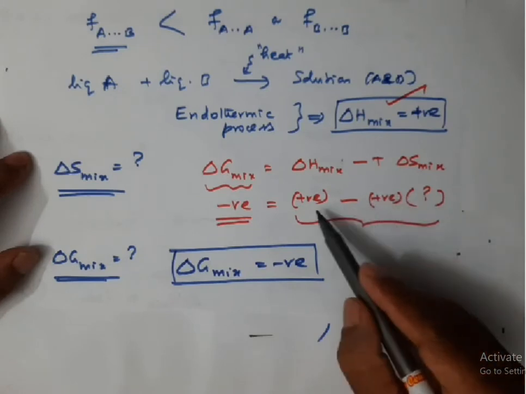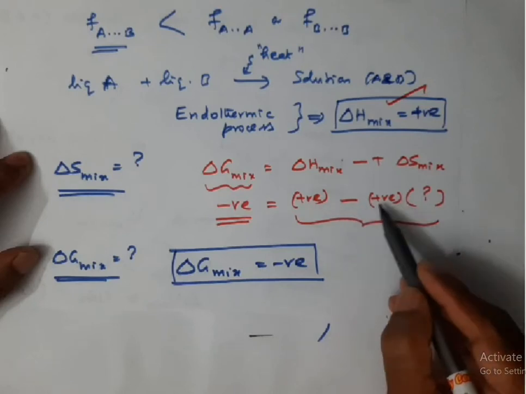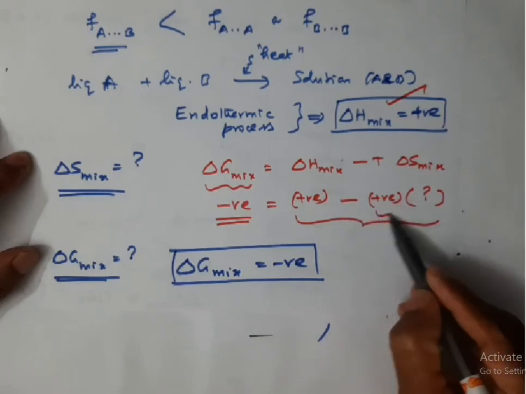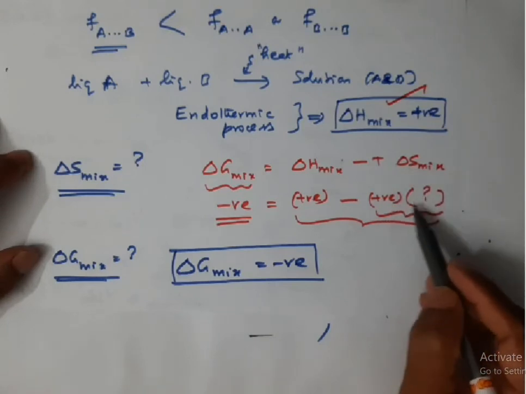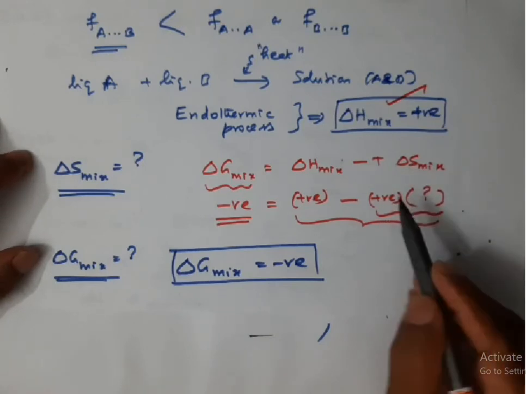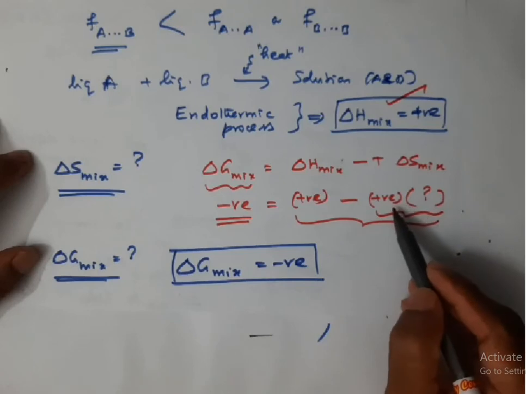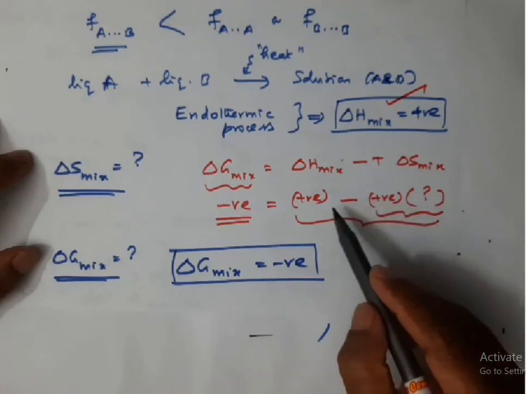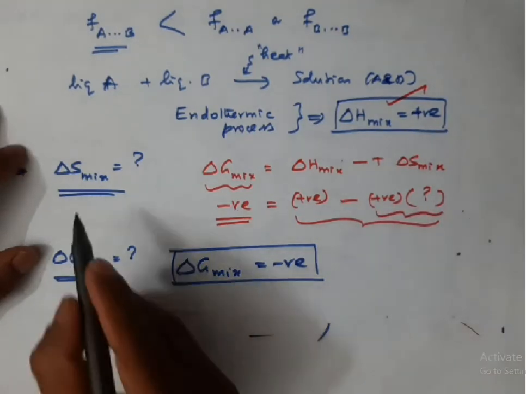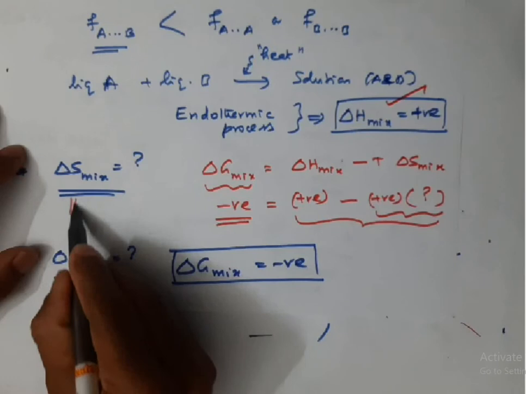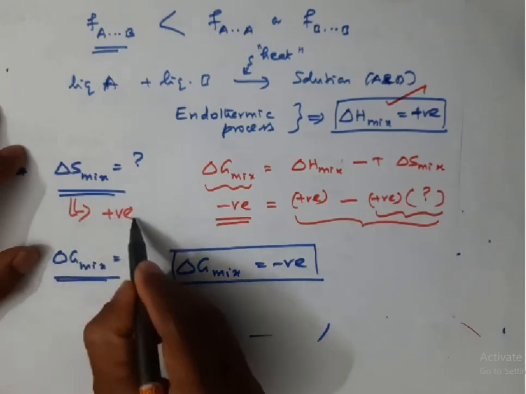So negative minus positive, assume that this value is larger, because you are multiplying these two. So this value will be generally quite larger in this case. Since it is larger compared to this value, therefore delta S mixing should be positive. Right, here it should be positive.